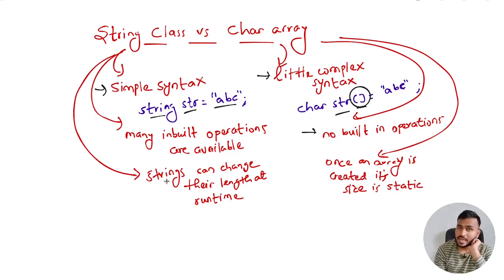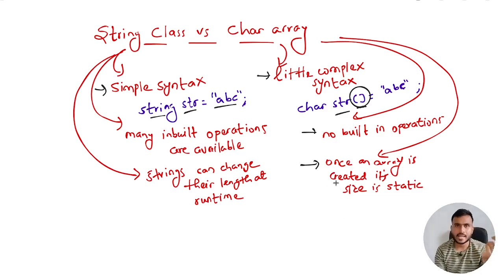All right, the next important difference between the string class and the character array is that strings can change their length at runtime if you declare them with the string class. So if you create a string using the string class, then the string can change its length at runtime. Whenever your program is running, you can add some characters to the string, and you can remove some characters from the string. That is feasible with a string class variable, but it is not feasible with character arrays. For arrays, this is kind of a limitation, I'd say.